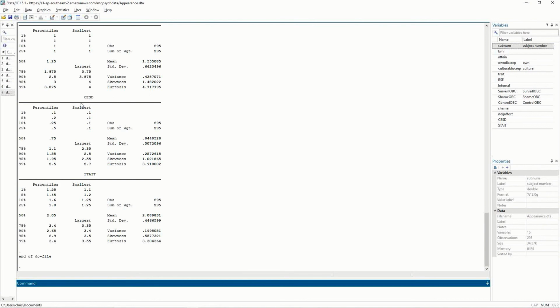Now we move on to depression. Central tendency looks fine. Variability looks fine. Skewness is looking like it might be positively skewed. And it looks like we have a leptokurtic distribution as well. And then anxiety, central tendency looks fine, variability looks fine. Again, slightly positive, slightly leptokurtic.